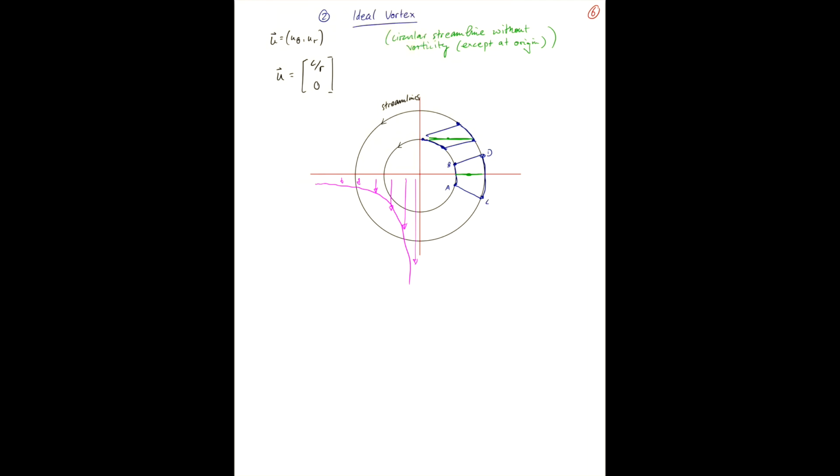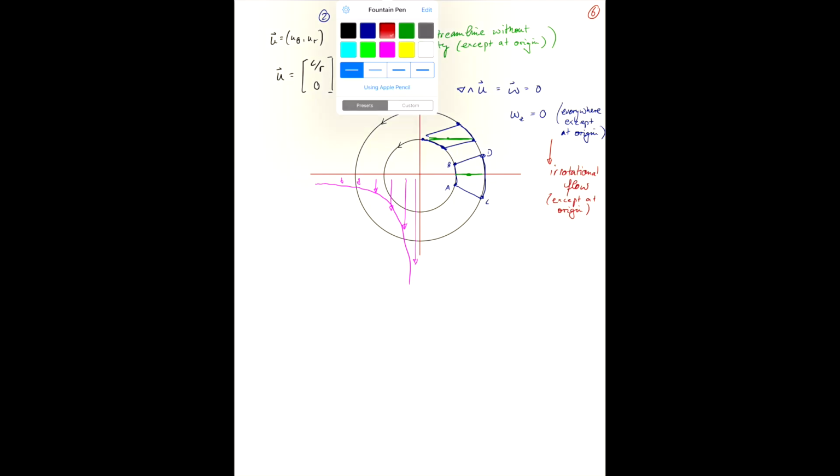And if you compute the curl here of u, i.e. the vorticity, you will find that it is 0. So omega z is 0 everywhere except at the origin, at which it is infinite. So our flow here is actually irrotational, except at the origin.